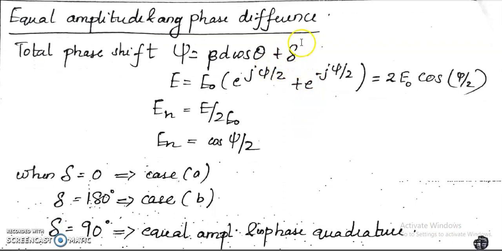When we place delta is equal to 0, you will get the first case, case A, that is equal amplitude and same phase. When delta is equal to 180 degrees, you will get the second case, that is equal amplitude and opposite phase. When delta is equal to 90 degrees, you will get the case equal amplitude and in phase quadrature. That's all. Okay, thank you.